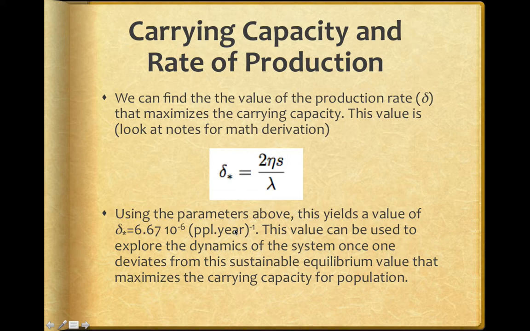And you can actually use this value to explore the dynamics of the system if you deviate from the sustainable equilibrium. So if you start, for example, depleting nature at a faster rate than this, and look at the units. The depletion rate has units of per person per year. So this is nature depleted per unit person per year.